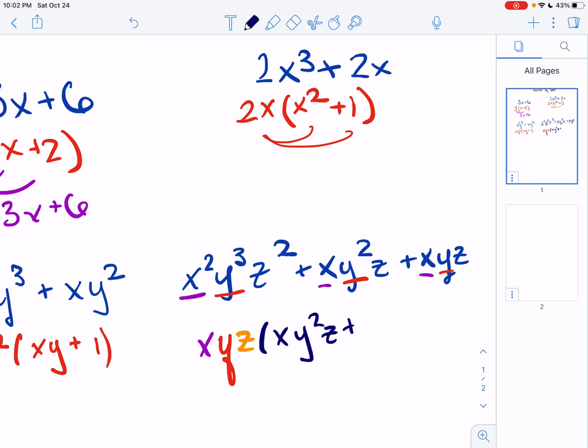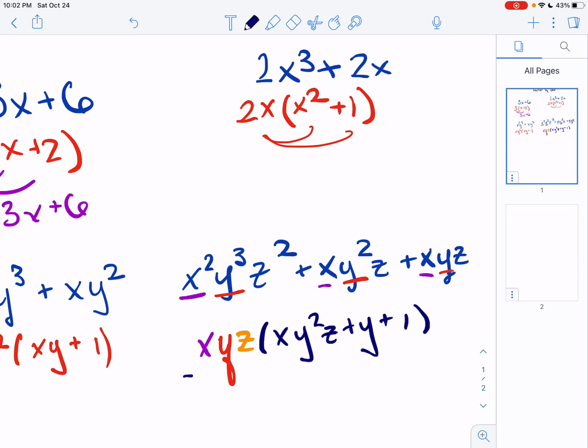The second term, we had x. We took out x, so there's none left. We had y squared. We took out y, so we have 1 y left. We had z. We took out z, so we have nothing left in terms of z, just 1. That's the second term. The third term, we factored out x. We had x. We factored out y. We have y. And we factored out z. So this entire third term will be factored out. So we're left with 1.